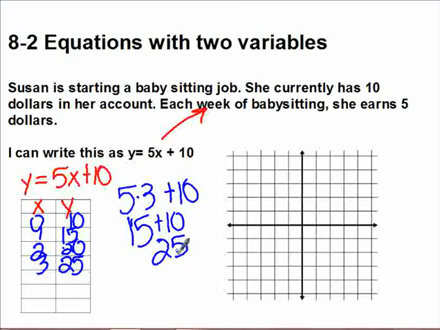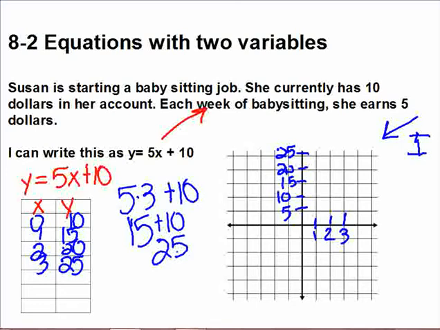Once I have these t-tables created, I'm going to be asked to graph them. Since these are all positive numbers, our entire graph will be here in quadrant 1. I'm going to count these by 1, 2, 3, and we're going to go ahead and count our y's by 5s. 5, 10, 15, 20, and 25. Now it becomes very simple to graph this t-table.